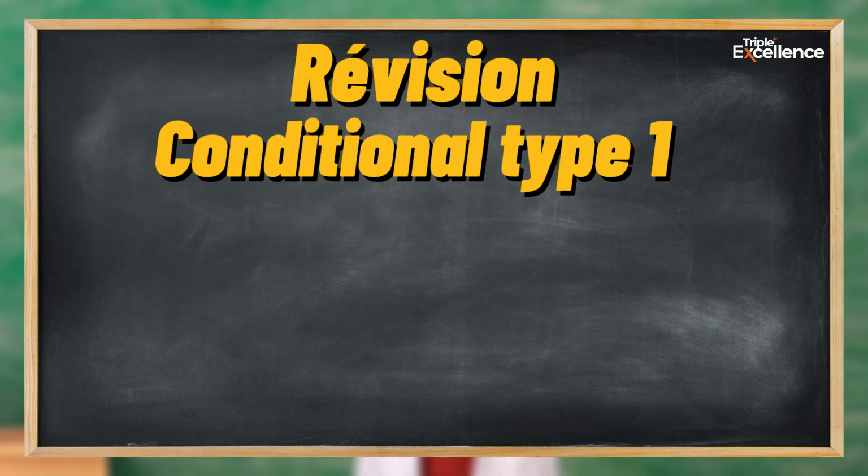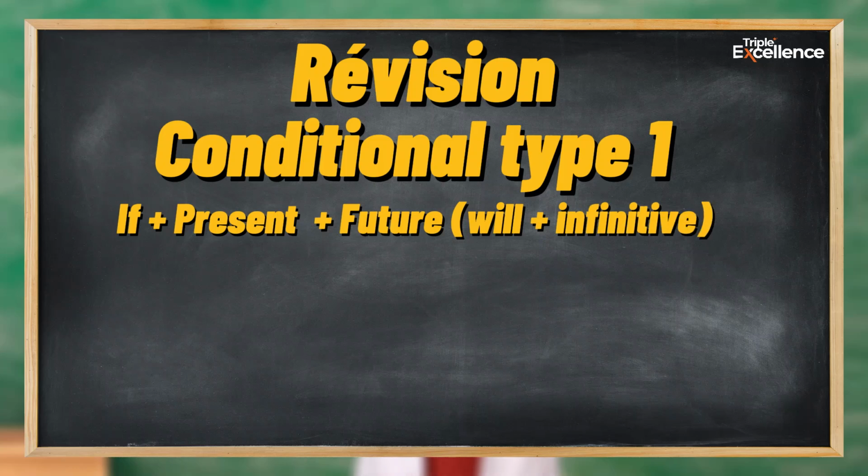Conditional type 1. I will give you the rule that governs conditional type 1: if plus present plus future, in brackets will plus infinitive. This is conditional type 1: if plus present plus will plus the infinitive form of the verb.